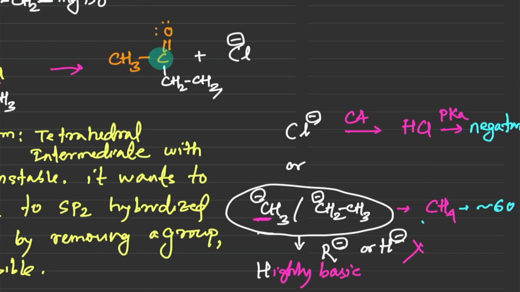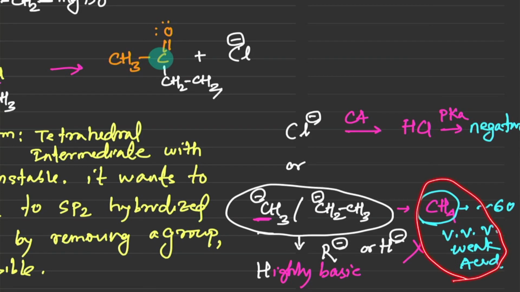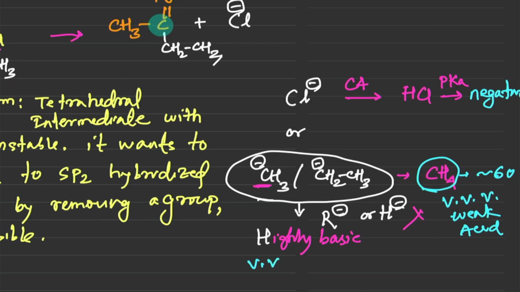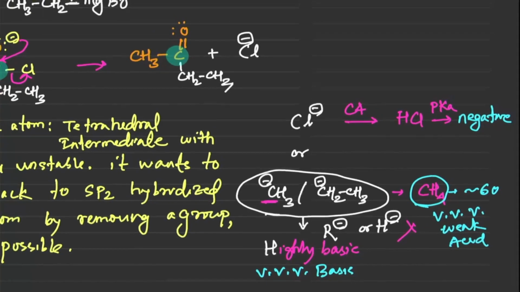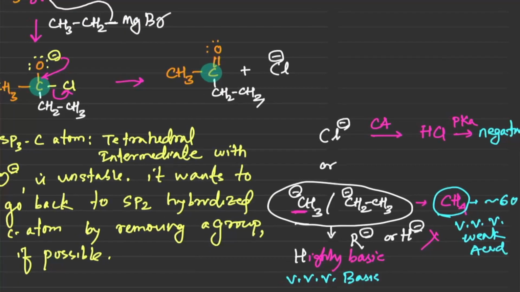So this is a very, very weak acid. When something is a very weak acid, the corresponding base is going to be very, very basic. And when something is very basic, it's going to be a very bad leaving group. All right, so that's the idea behind it.